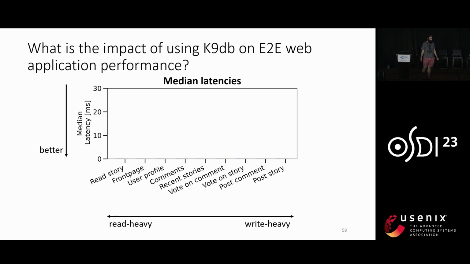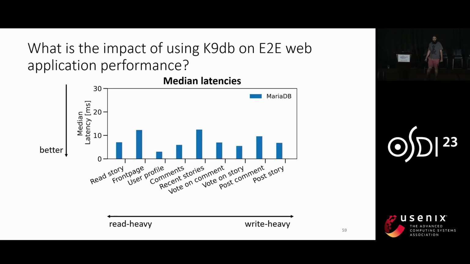The x-axis shows the endpoint, and the endpoints on the left are read-heavy and more common, while the ones on the right are write-heavy and rare. The y-axis shows you the median latency in milliseconds, and so lower is better. As a baseline, we chose MariaDB, which is a popular fork of MySQL, because it supports RocksDB as a storage engine just like us. Remember that MariaDB and these other SQL databases do not offer any compliance features built in.